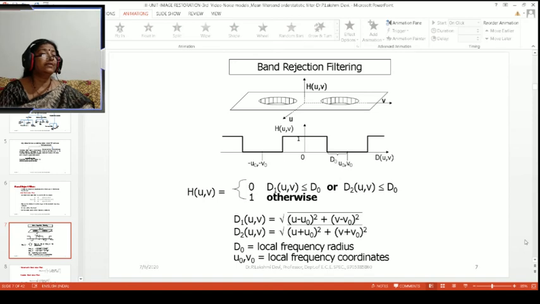Otherwise it's a 1, because for a particular band of frequencies only it rejects, otherwise it allows all the frequency components. So D1(u,v) is equal to the square root of (u minus u0) whole square plus (v minus v0) whole square. D2(u,v) is equal to the square root of (u plus u0) whole square plus (v plus v0) whole square, where D0 is the local frequency radius, and u0, v0 are local frequency coordinates, minus on negative frequencies and plus on positive frequency components.